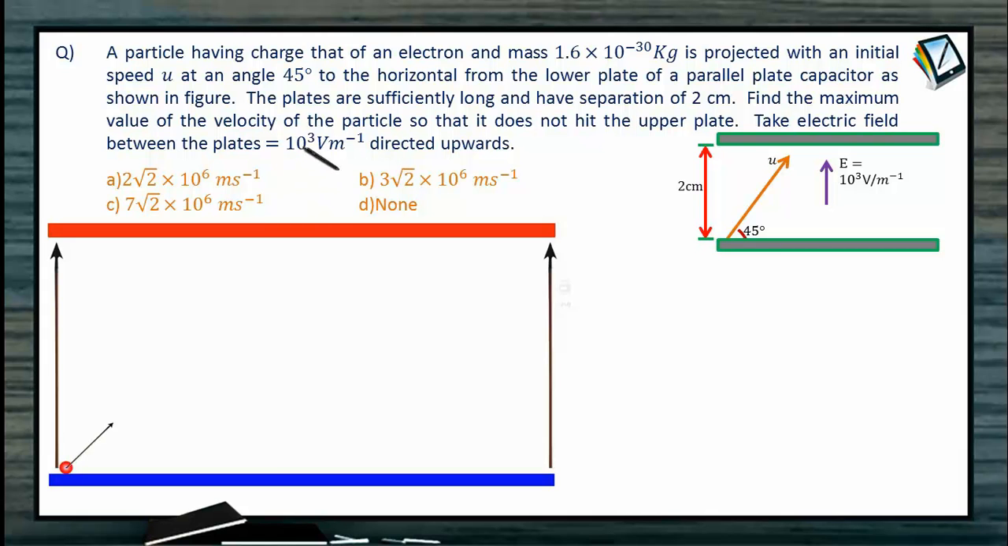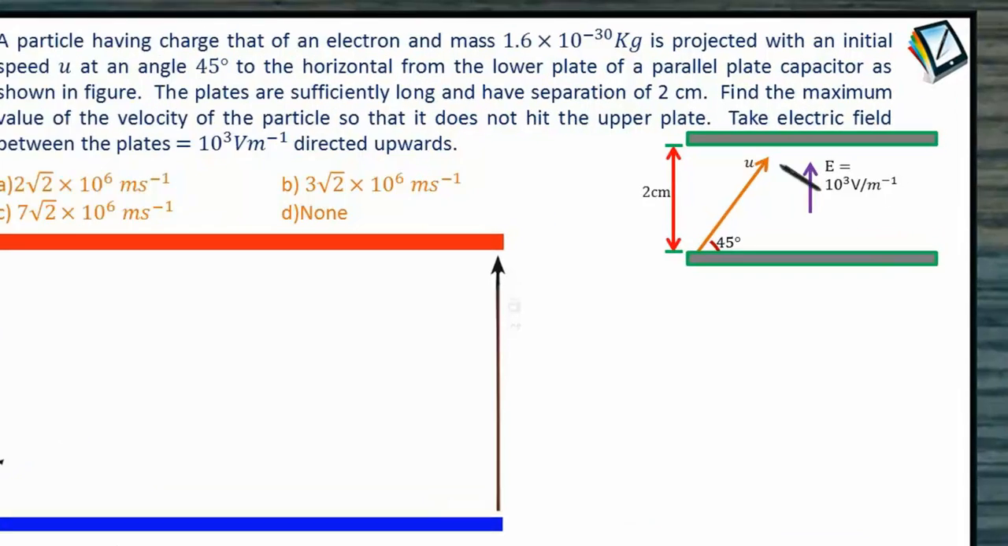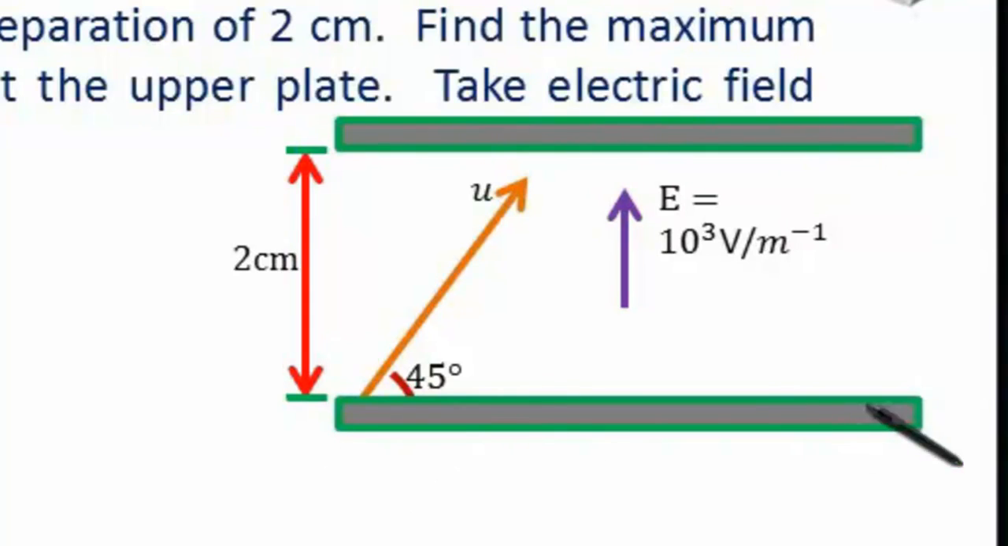A particle having charge that of an electron and mass 1.6 × 10^-30 kg is projected with an initial speed u at an angle of 45 degrees to the horizontal from the lower plate of a parallel plate capacitor as shown in the figure. As you can see here, this is a parallel plate capacitor, and from the lower plate a charged particle is projected with a speed u at an angle of 45 degrees with the horizontal.